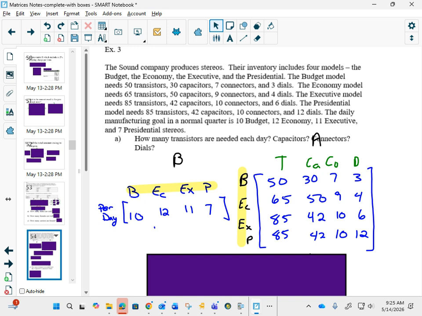And we know how much they have and want per day. 10 budget per day, 12 economy per day, 11 executive per day, 7 presidential. And I have to write that matrix B in the front because I made my beep the rows in my second one. So my beep has to be my column in my first one.